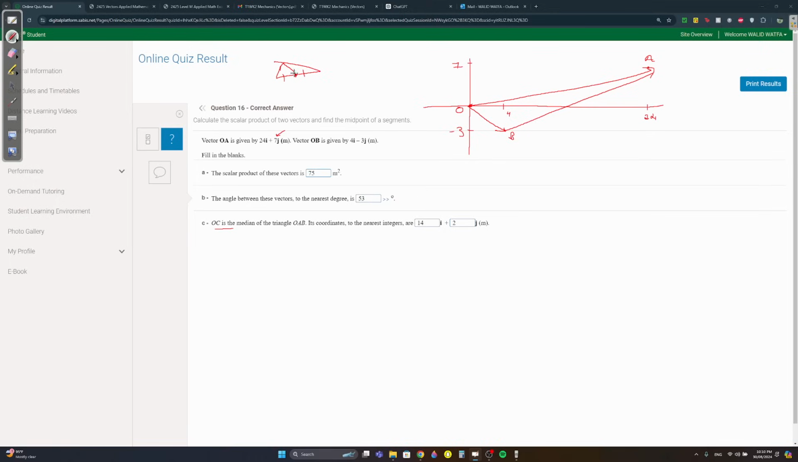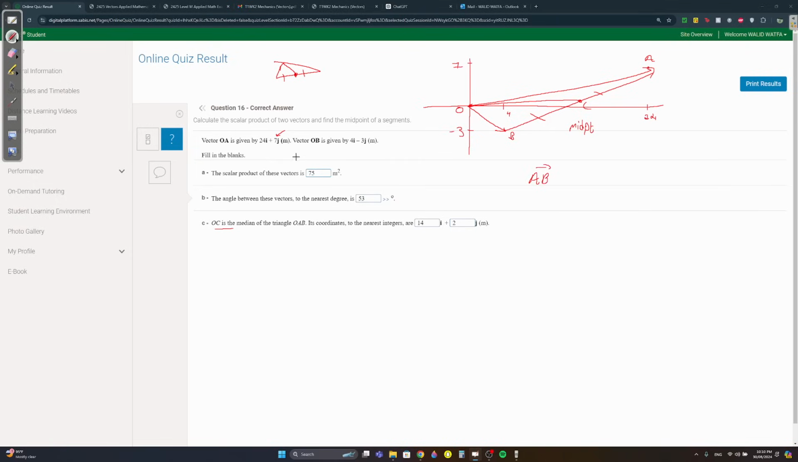So can't you just say that in this case, OC splits this into half and half? So can't you say C is the midpoint? And isn't there a formula to find the midpoint? Yes, we have a formula. So we want to find the midpoint of the segment AB. And how can we find the midpoint of a segment AB?